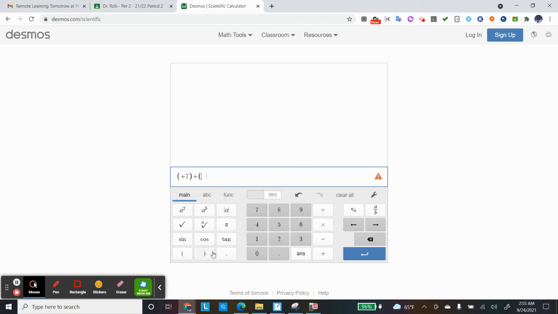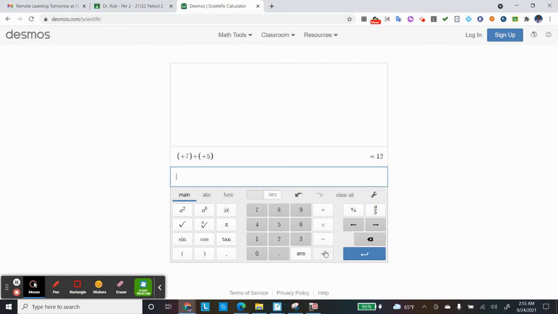And parenthesis again, positive 5 or plus 5, and this one, Desmos understands that the plus button is a positive symbol. So Desmos understands that. That's why it doesn't have a negative button, because it understands negative and minus really mean the same thing.